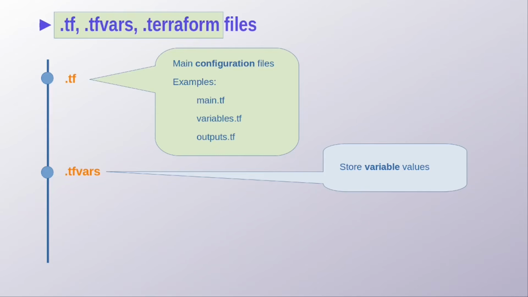terraform.tfvars stores variable values. Why is this important? Because it helps separate code from environment configuration. Example, dev.tfvars and prod.tfvars. Same code, different environments.